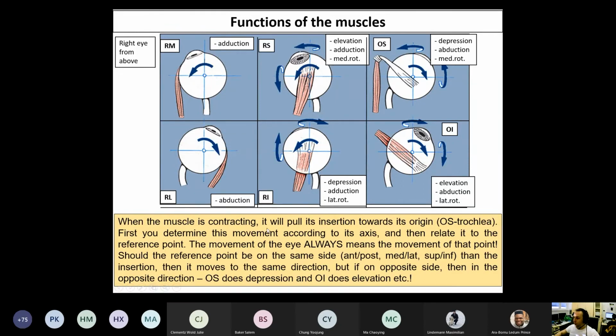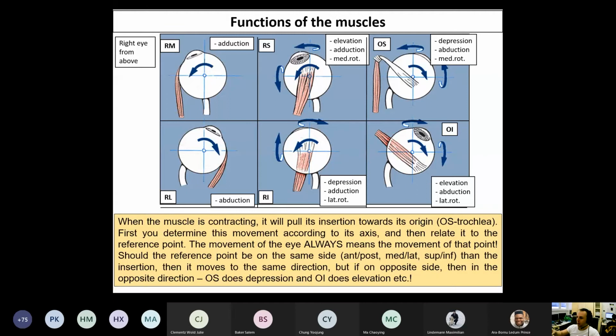Okay, so when the muscle is contracting, it will pull the insertion towards its origin. That's clear. First, you should determine the movement according to the axis, so which direction you want to consider first. Relate it, then relate the movement of the insertion point to the reference point. And the movement of the eye always means the movement of this reference point. So if that is moving to the lateral direction, then you call it lateral rotation and abduction. If it's moving medially, then you call it adduction and or medial rotation. So that's the important thing.